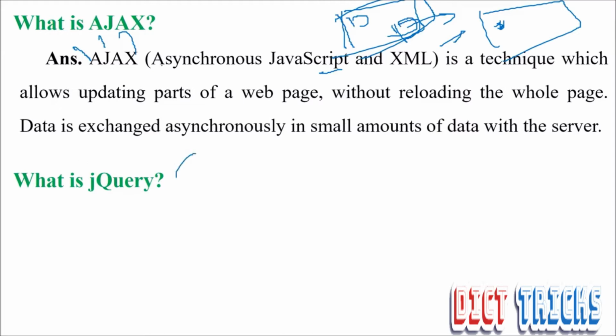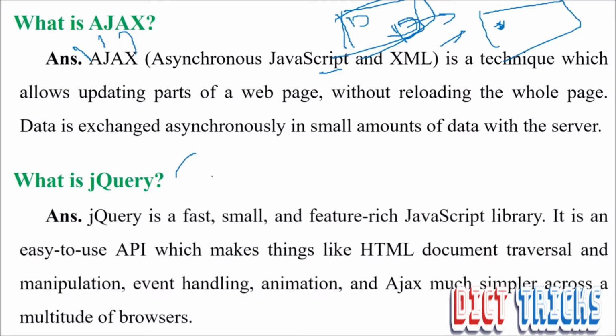What is jQuery? jQuery is like a minimized and well polished form of JavaScript. It is a fast, small and feature-rich JavaScript library. It is an easy to use API which makes things like HTML document traversal and manipulation, event handling, animation, and AJAX quite simpler across a multitude of browsers.